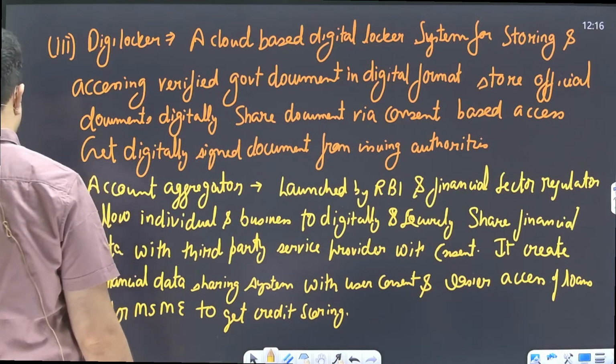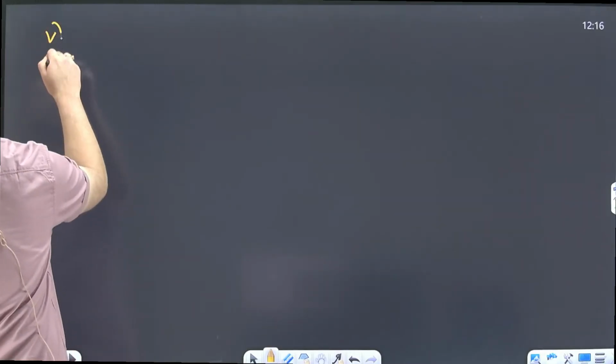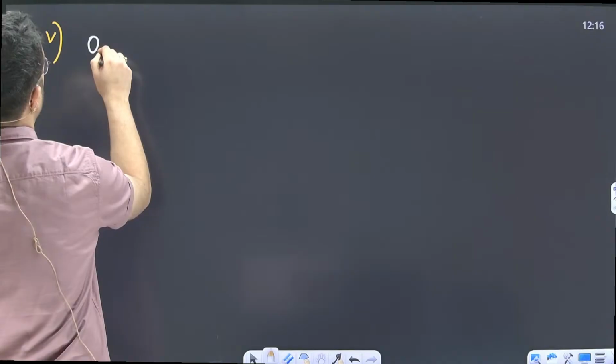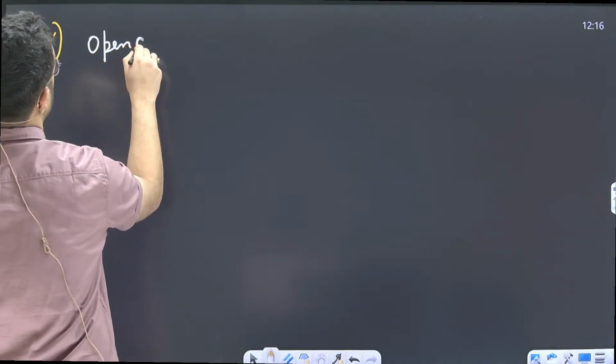Okay. Now ONDC. Fifth is ONDC. What is ONDC? Open Network for Digital Commerce.